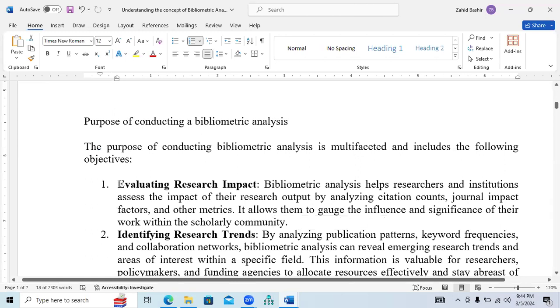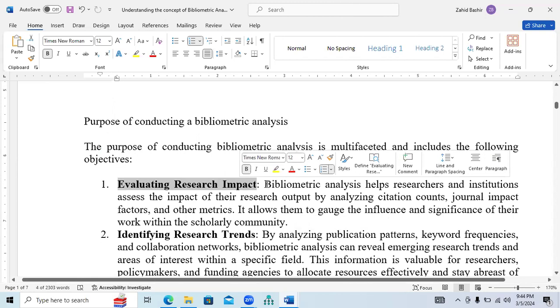The first purpose is evaluating research impact. You need to identify whether the domain that you are going to uncover is impactful or not. For example, if I would like to uncover whether sustainable finance is impactful or not, I need to do bibliometric analysis. Bibliometric analysis will let me know whether the domain of sustainable finance is impactful or not.